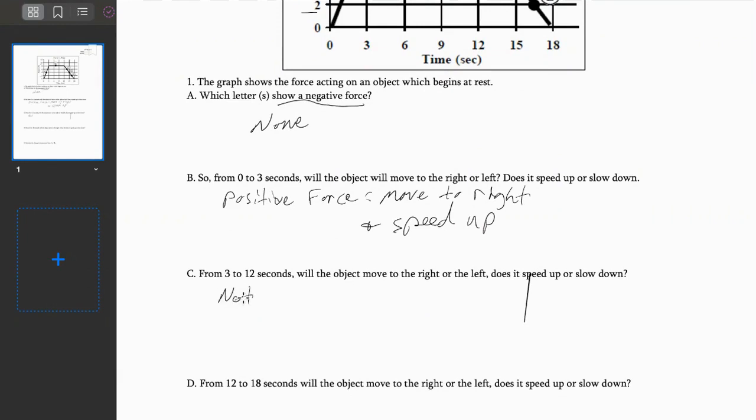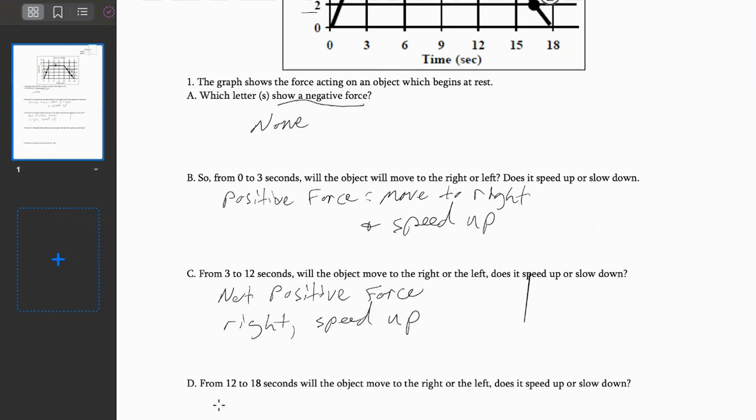From 3 to 12 seconds, will the object move to the right or left, and will it speed up or slow down? From 3 to 12 seconds, yes, it is a non-changing force, but the force value is still 8. It is still a positive 8 net force. So it's going to move to the right, and it's going to speed up with that non-zero net force.